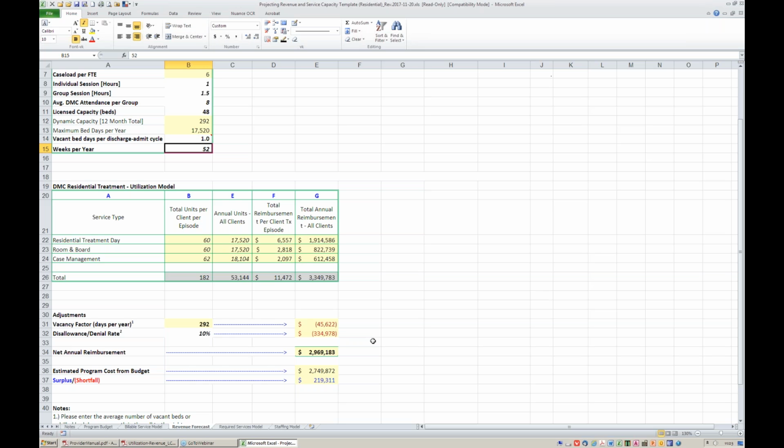And some things are going to be fatal errors. If the patient wasn't eligible at the time services were rendered, you're not going to get paid for that.